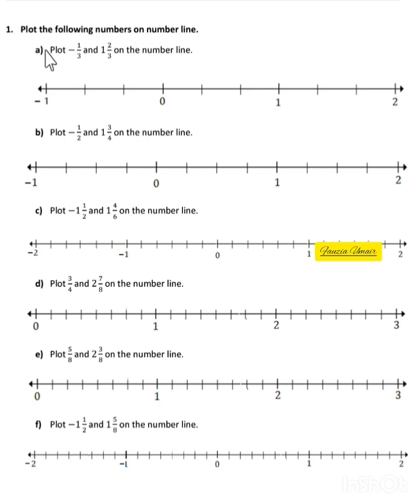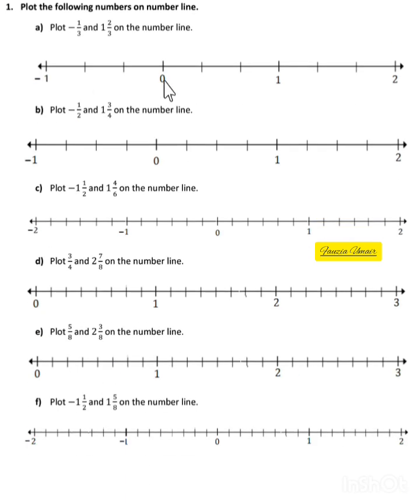So starting with part A, plot -1/3 and 1 whole 2/3 on the number line. We need to convert them into decimal numbers so that we have an idea where they should be plotted. But there is a very interesting fact: if you notice, on the number line between 0 and 1 there are three parts. So I can directly plot these fractions, like -1/3.